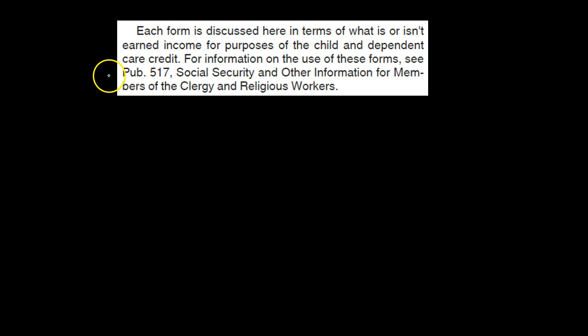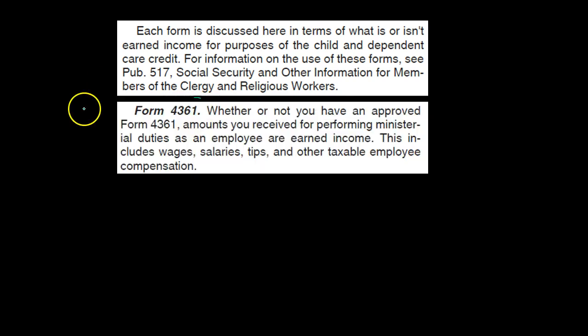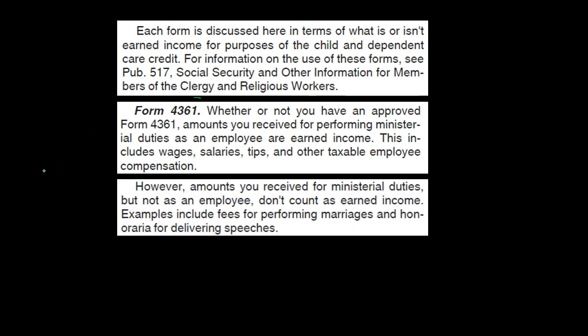So if you have more questions on that, see Publication 517. You can find that at irs.gov. Social Security and other information for members of the clergy and religious workers. Now, obviously, for Form 4361, whether or not you have an approved Form 4361, amounts received for performing minister's duties as an employee are earned income. This includes wages, salaries, tips, and other taxable employee compensation. So that would be income for the purposes of our credit here.